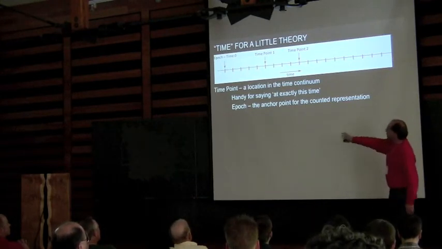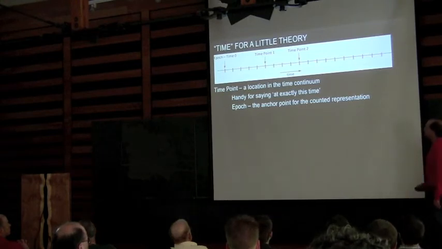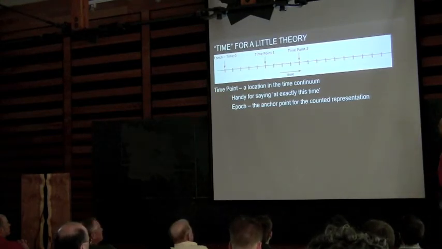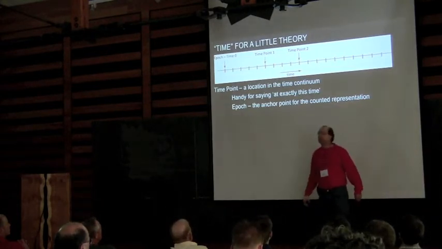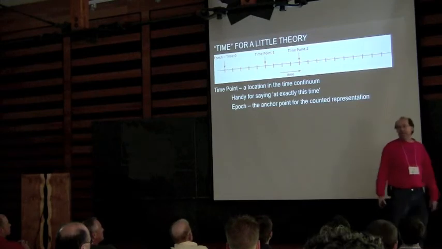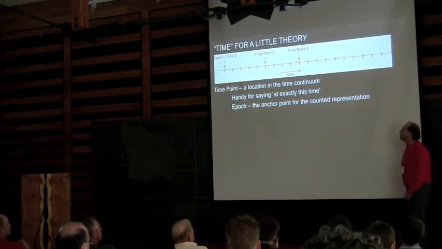There's an idea of a time scale with time points that represent some location in the time continuum. These usually have an epoch. The epoch is the anchor point for some kind of counted representation. Everybody has seen, you know, time t. This is exactly what time t is.